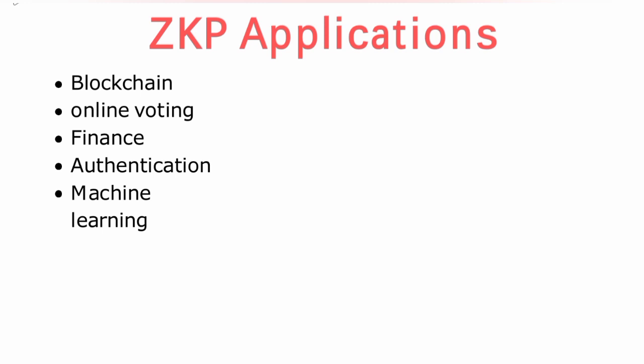The next one is machine learning. It can allow the owner of a machine learning algorithm to convince others about the results of a model without revealing any information about the machine learning model itself.